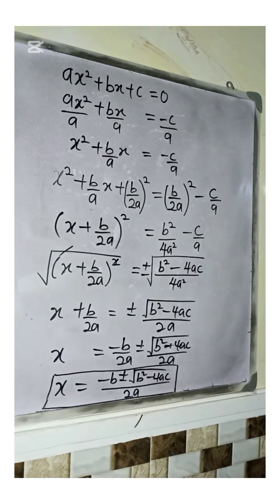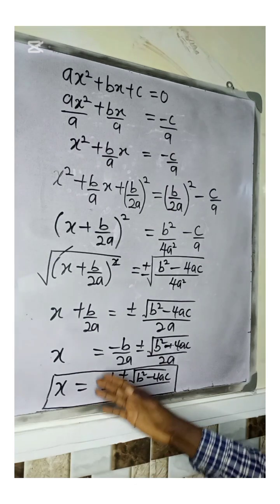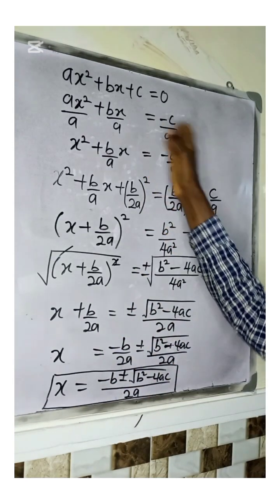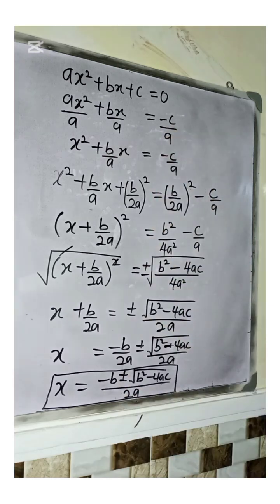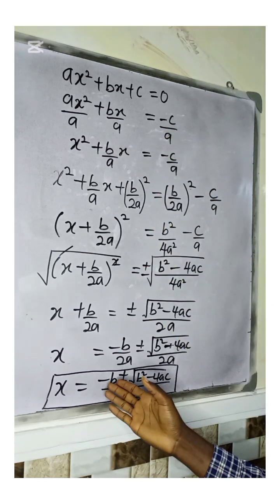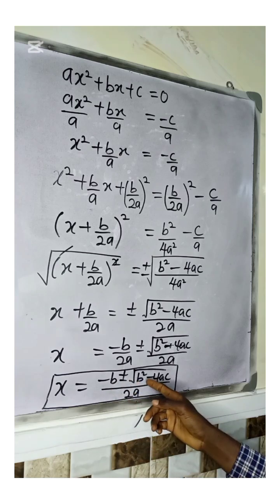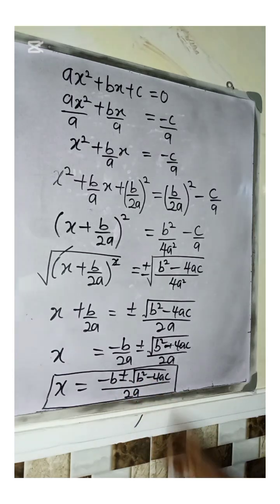So we have succeeded in deriving the quadratic formula from the general quadratic equation using the completing the square method. So the quadratic formula is minus b plus or minus the square root of b squared minus 4ac, all over 2a.